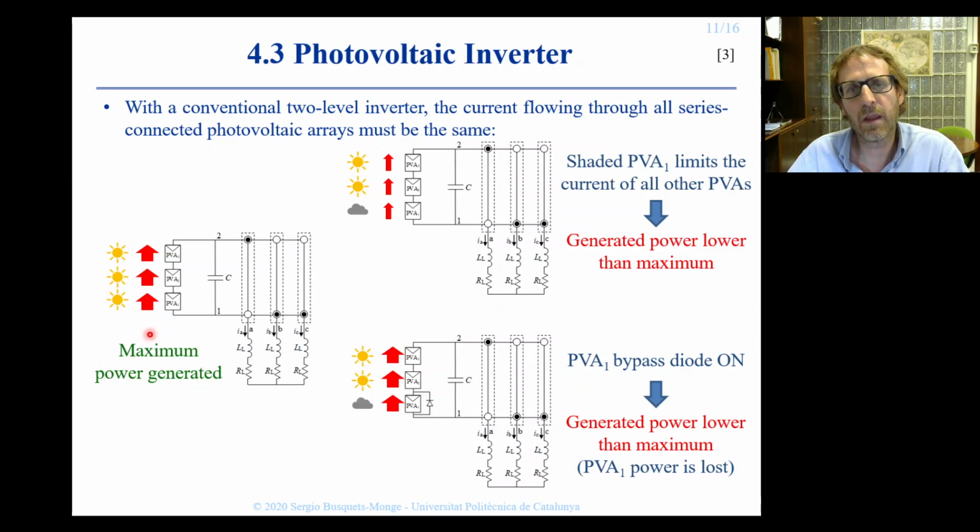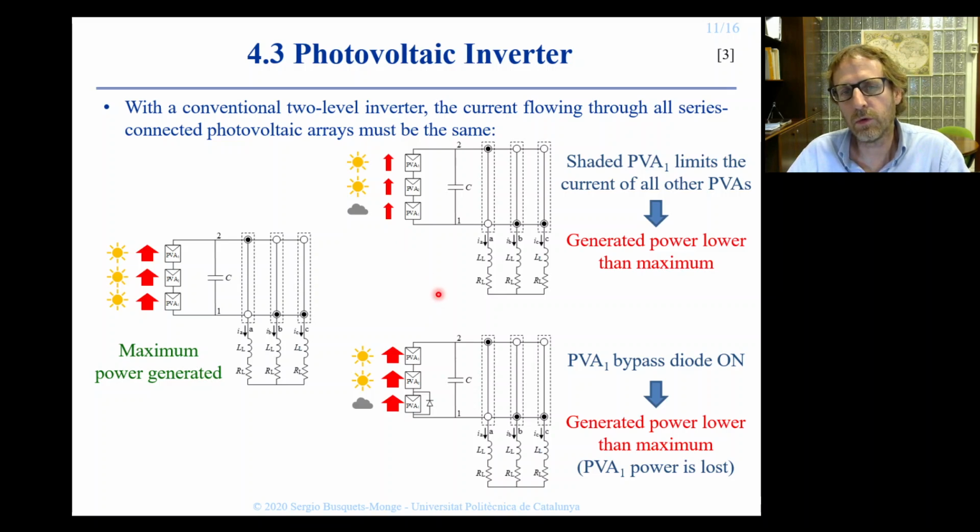and we will generate the maximum power that these photovoltaic arrays can generate, no problem with that. But as soon as one of the photovoltaic arrays, for example, is under shade, since the current that is able to flow through this photovoltaic array will be limited, this will also limit the current flowing through the other photovoltaic arrays, even though they receive high irradiance. So overall, we will be losing quite a lot of power compared to what we could generate if we were operating these photovoltaic arrays independently.